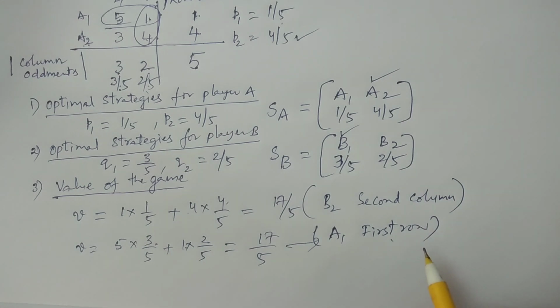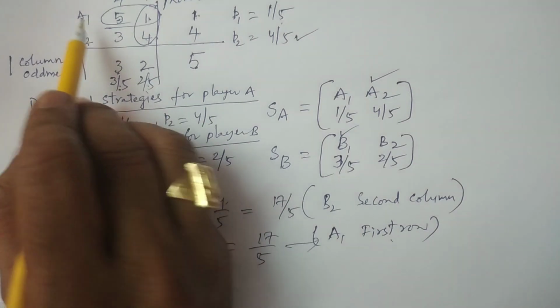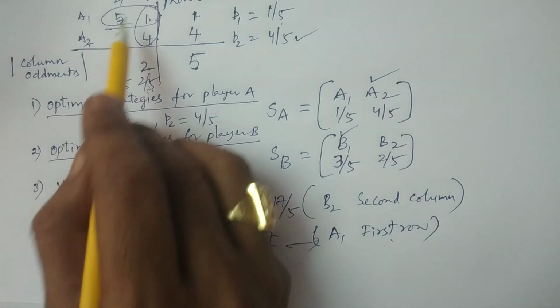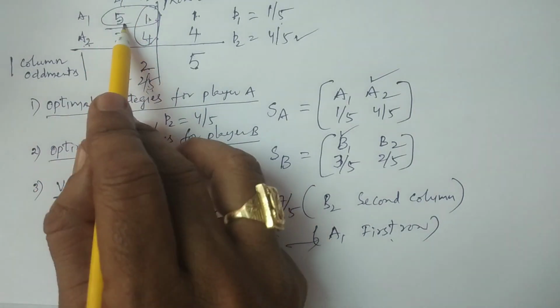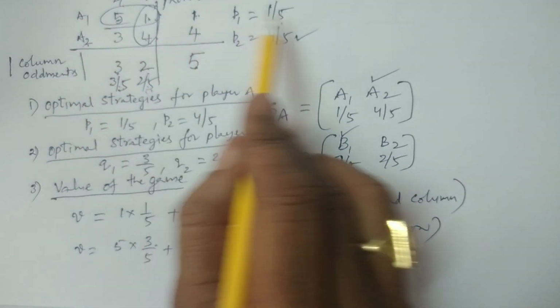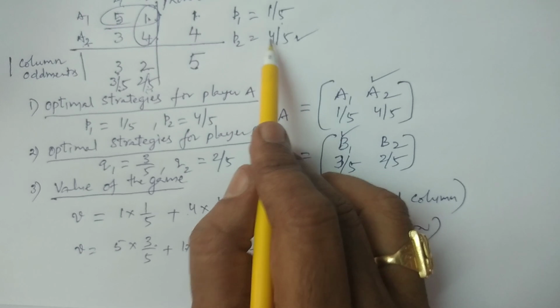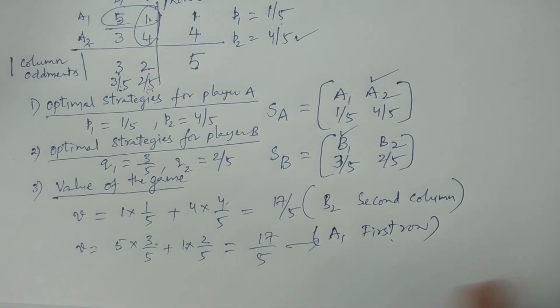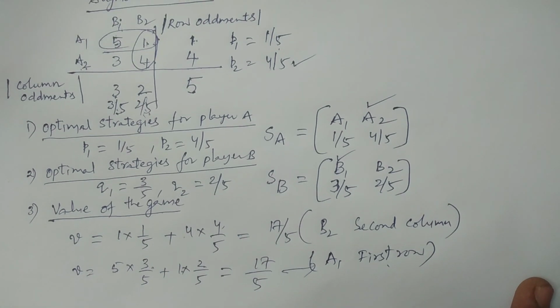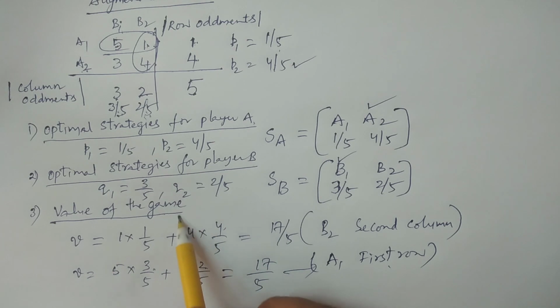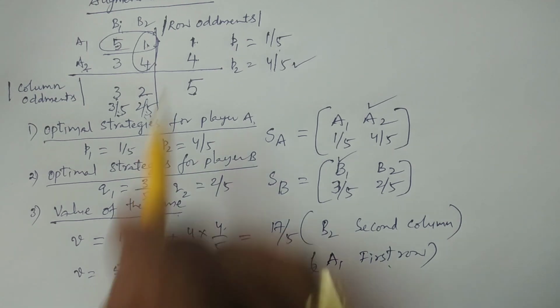Any row or any column you can consider with the respective probabilities. If you use, for example, B1, you have to multiply with 1 by 5 and 4 by 5. 5 into 1 by 5 plus 3 into 4 by 5. 4 3s are 12, 12 plus 5, 17. 17 divided by 5. Right. So this is the method to calculate the optimal strategies for player A and player B and the value of the game from this augmented matrix.